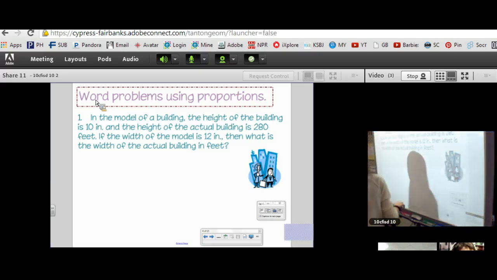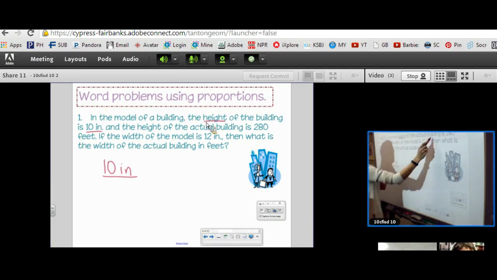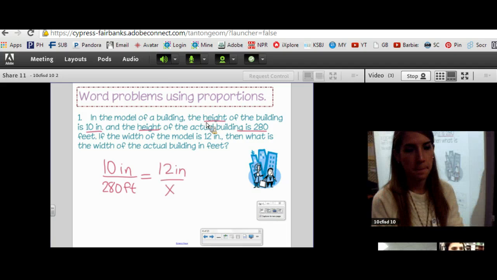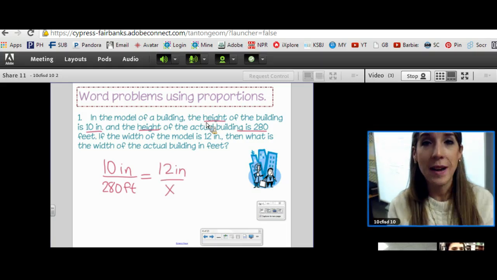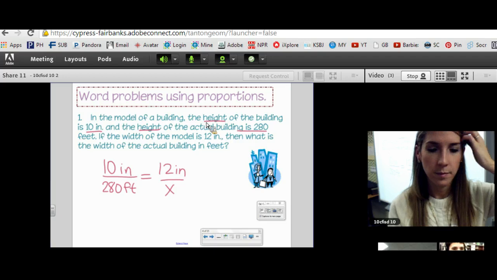So let's see. The height of the model is 10 inches. The height of the actual building is 280 feet. Height over height equals width over width. Now, a lot of people ask, do we need to convert these? Do I need to convert all the units to feet? What do you think the answer is? Do we need to do conversions?